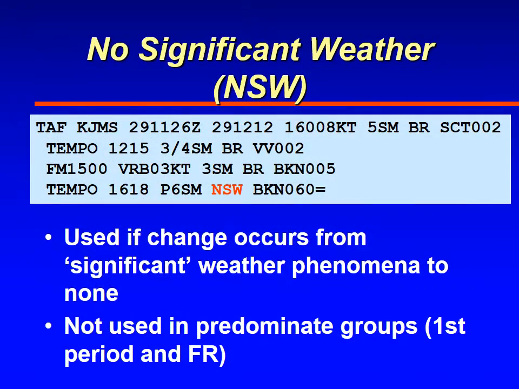And then, of course, there's the NSW, no significant weather. And that is typically used at the end of the forecast, cannot be used in the first part of the forecast. Usually it's used to indicate that there's a change from significant weather, whether it be precipitation or obscurations, to no significant weather, meaning there's nothing really occurring. They'll include clouds and visibility, but there's just no precipitation or obscuration to vision.